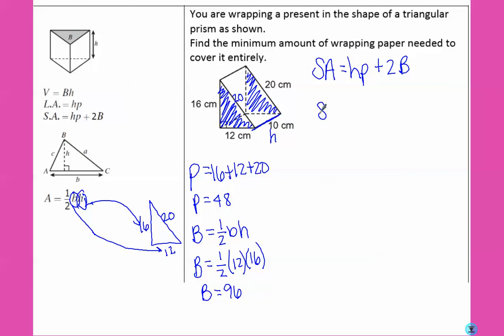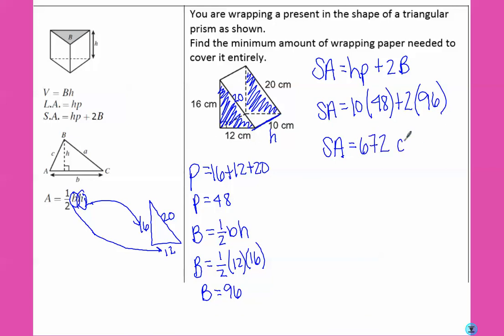So the surface area is the height of the prism, 10, times the perimeter of the base, which was 48, plus 2 times the area of the base, which was 96. Type that all in your calculator. We get that the surface area is 672. We're working with centimeters, and since it's area, they are squared.